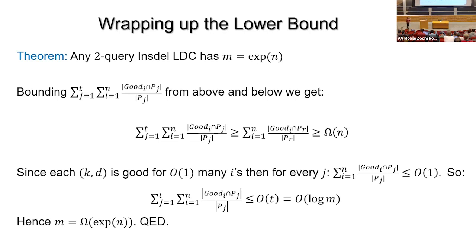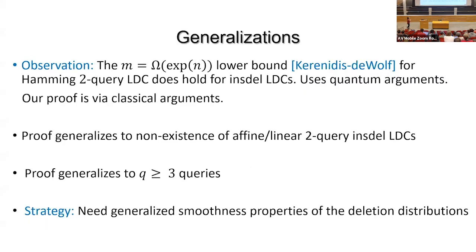But it's interesting because it generalizes. These ideas actually generalize to proving non-existence of affine and linear two query Insdale LDCs. And also it generalizes for 3, 4, constantly many queries. It's also interesting because this is just combinatorial arguments for proving this exponential lower bound, for which we had non-quantum arguments, but they still had a quantum flavor. So in some sense, it's still interesting because it gets rid of the quantumness of the previous lower bound for two queries.